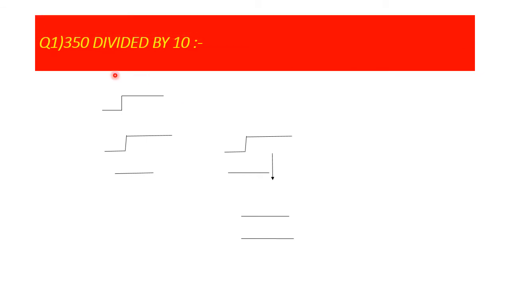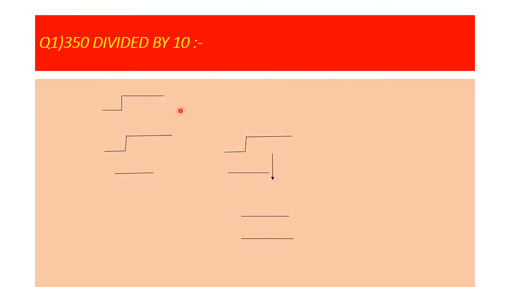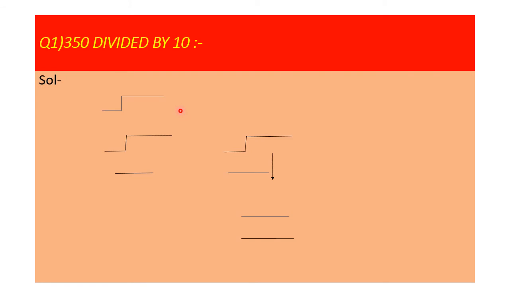As you can see, the question which I have taken over here is that we need to divide 350 by 10. Right. So the question is that we have to divide 350 by 10. For dividing 350 by 10, first we need to decide from where we should start. Okay. So let me show you the solution.